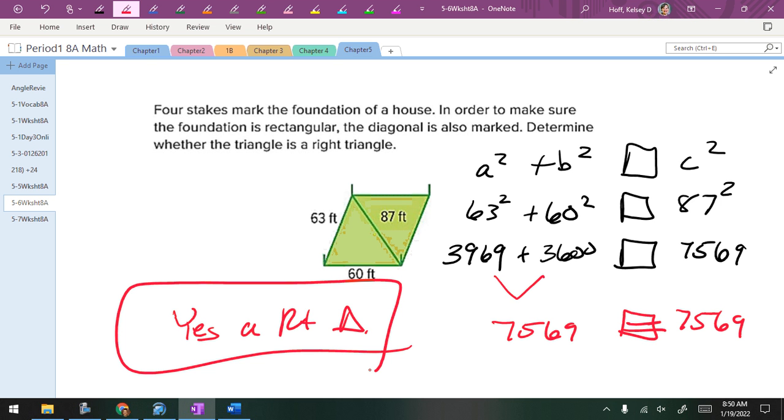Okay? This is what is expected to prove your answer right or wrong on all of these. Mr. Brees and I will be around to check as you go. This is due at the start of class tomorrow.